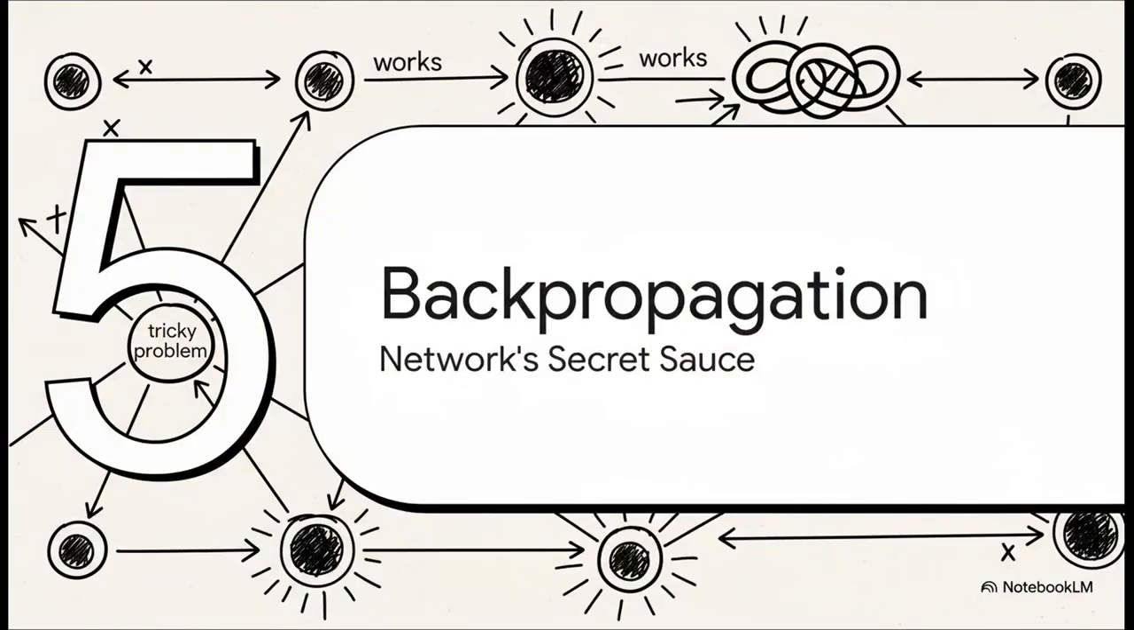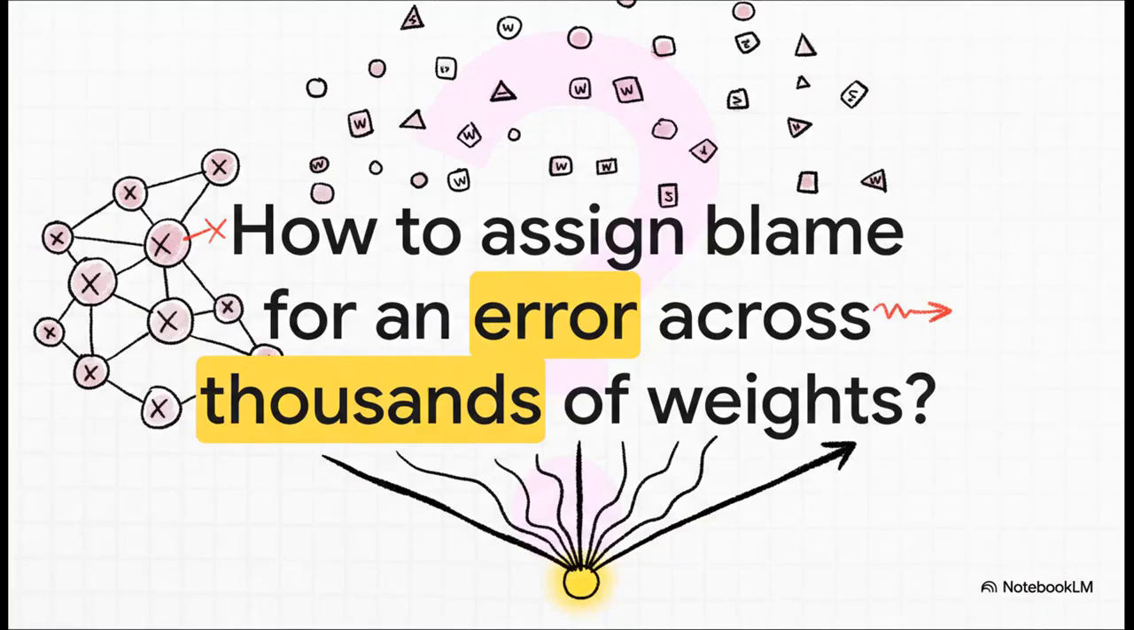Okay, this brings us to the final and maybe the most important piece of the whole puzzle. You see, for decades, this whole walking downhill idea kind of worked for small networks, but it just completely fell apart on bigger ones. And it was because of one really, really tricky problem. Think about it. When the network gets an answer wrong at the very end, how in the world do you assign the blame? Which one of the thousands or maybe millions of connections buried deep inside the network was the most responsible for that mistake? Cracking this credit assignment problem was the big breakthrough that really unleashed modern AI.